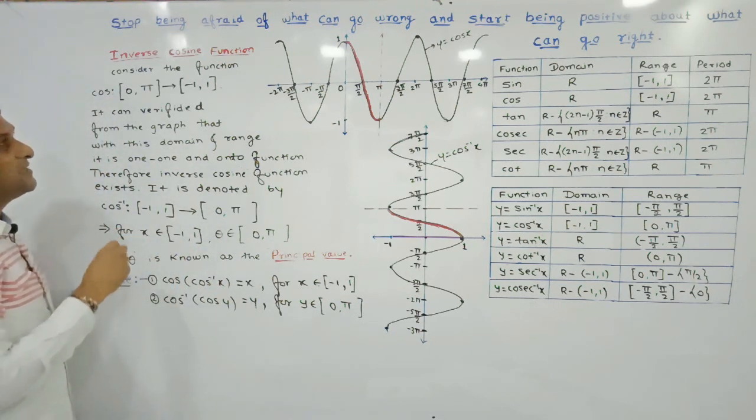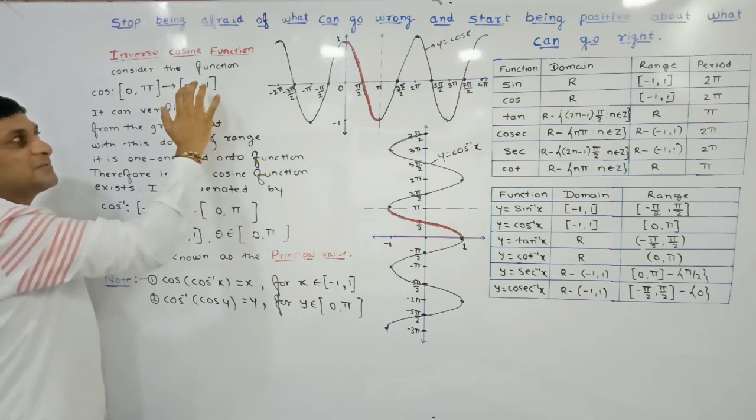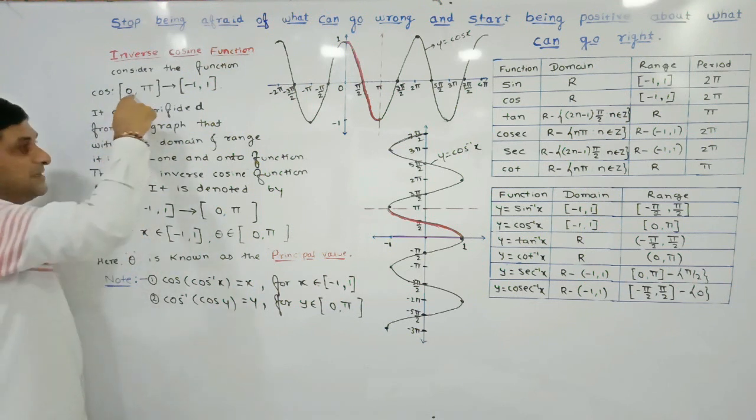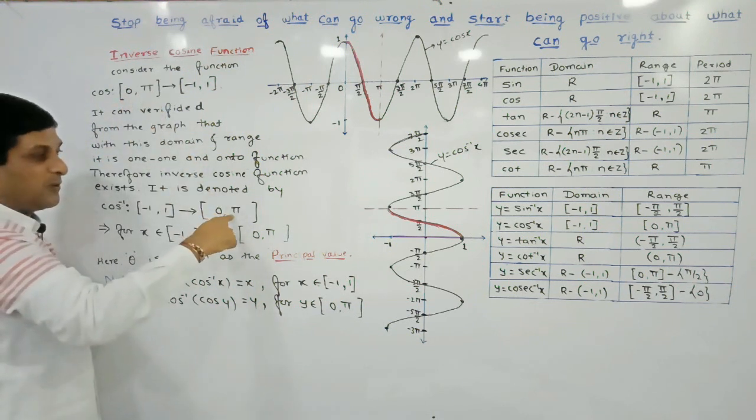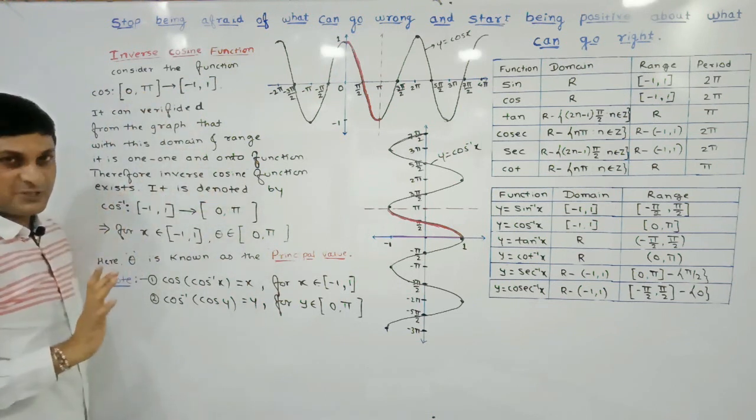We can observe that if this function is from A to B, then its inverse function is from B to A. This interval will become the domain here, and this part will become the range. This interval becomes the domain, and this interval becomes the range.